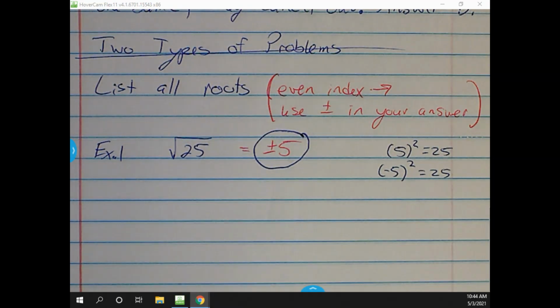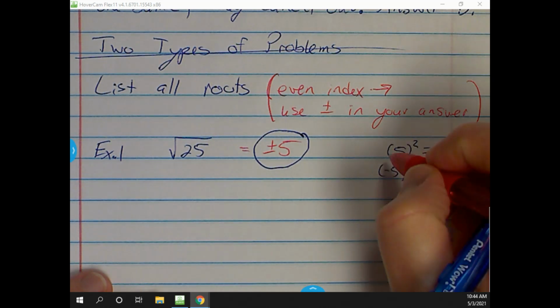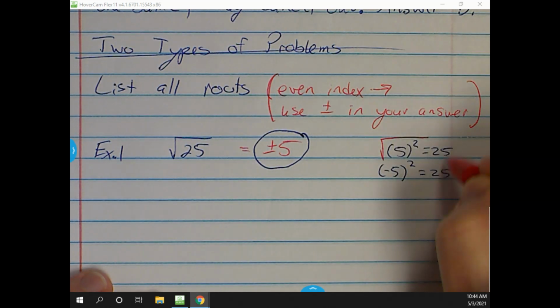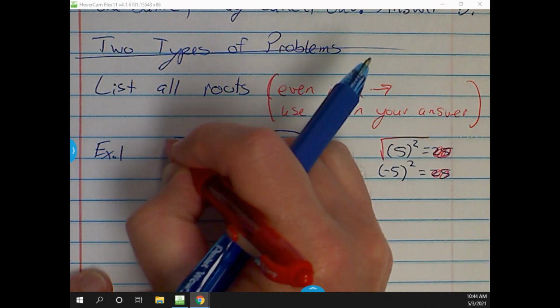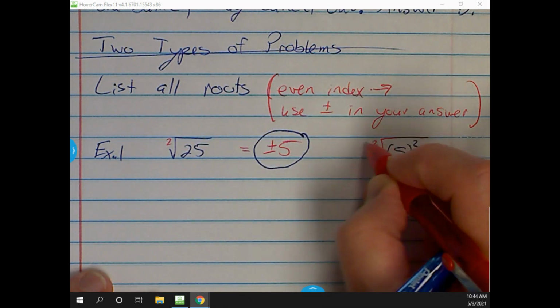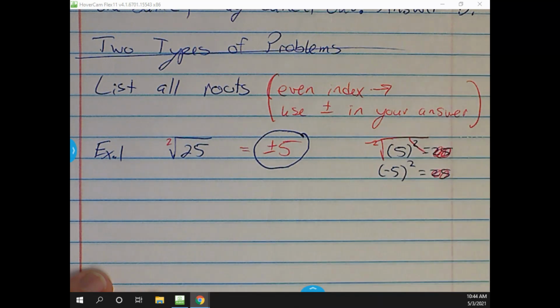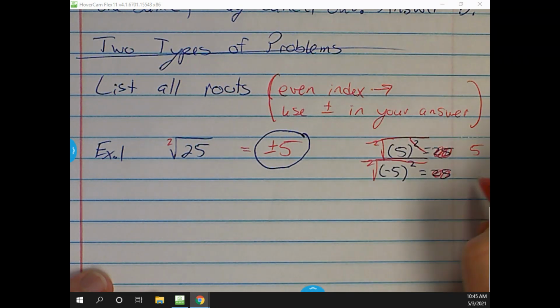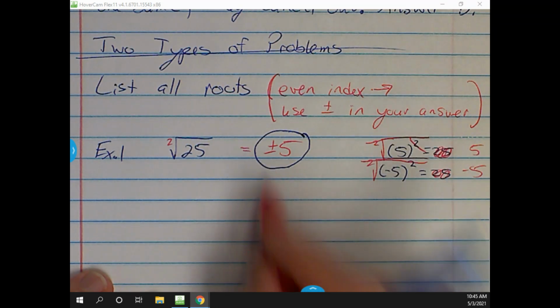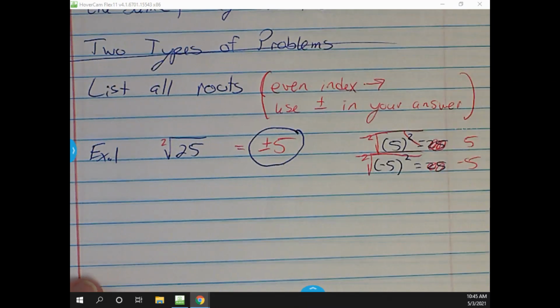Because what you would be doing is taking the square root of that. And if it's square root, then it's understood that there's a 2 as the index. So this index would cancel that power, and that would just get you 5. Same thing for this one. If you took the square root of -5 squared, those would cancel and get you -5. So that's where they tell you just put the plus or minus on that.